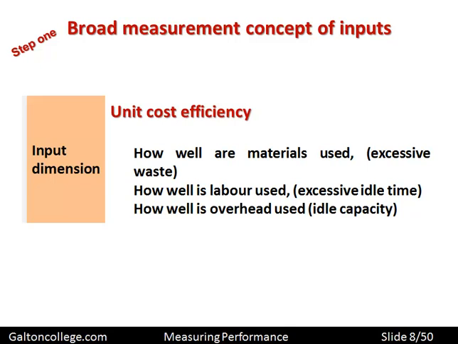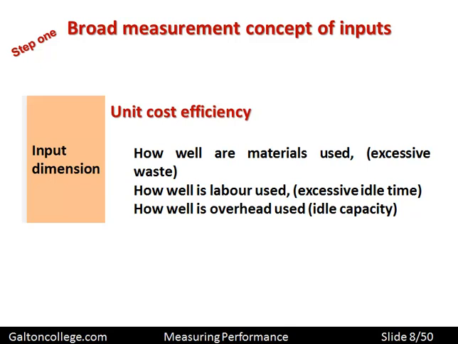So how well is labour used? Or are workers standing around waiting? Or is the production process designed in a way that it's not smoothly fitting together? There's no sequential system that runs smoothly from one to the next. Are there gaps? Are there waiting times? Are there issues in production? So how effective are inputs used? How are the overheads used?